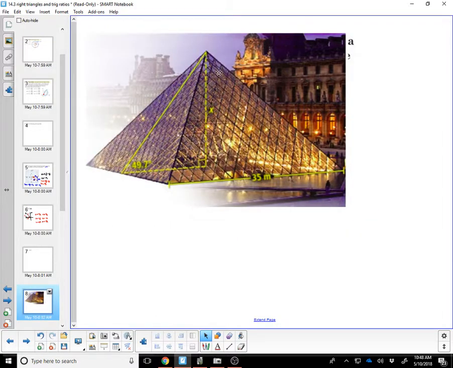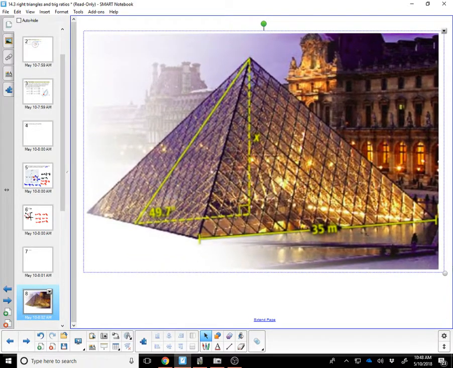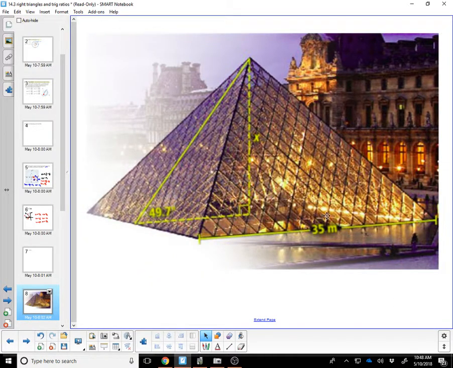All right, cool. So check this out. Can you guys see this picture? This is the glass pyramid at the Louvre, and what they want us to find is how tall it is. Now you can barely see some of these numbers. I'll try to make them a little bit clearer. Here is the base. Here is that hypotenuse.